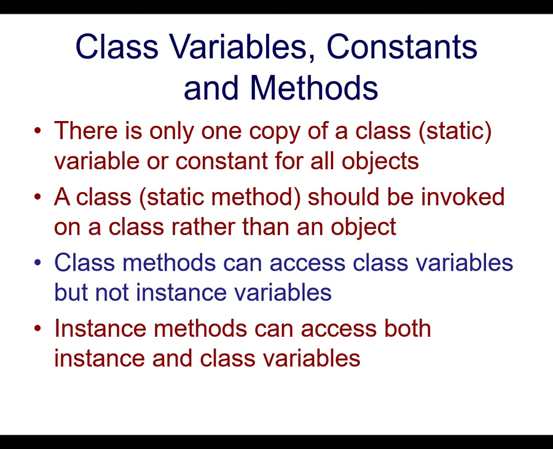It is important to understand the connection between class and instance variables and methods. Class methods can access class variables, but not instance variables, unless those instance variables are qualified by an object name. By contrast, instance methods can access both instance and class variables without any qualification.